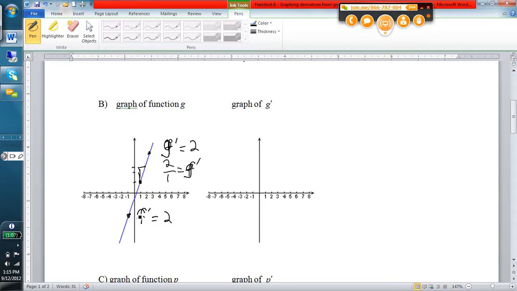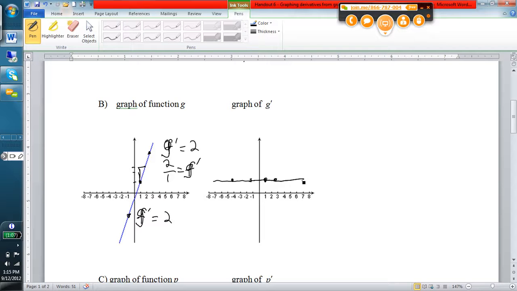Change my function letter. So G prime is 2 everywhere we can see. All right, what does that mean for the graph? Well, the derivative at 1 is 2. So let's say it's right there. The derivative at 3 is 2. The derivative at negative 1 is 2. The derivative at negative 4 is 2. What's that turning into? A horizontal line.